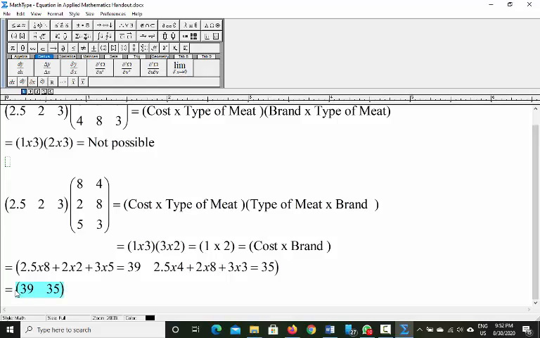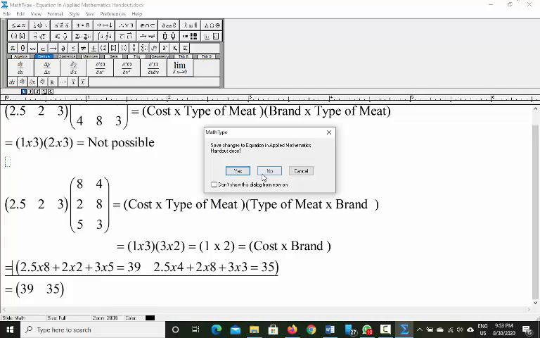So what are we getting here? 39, 35. So in the row we are getting cost, and in the column we have brand. The first one represents the cost of superior brand, and the second one, 35, represents the cost of regular brand.